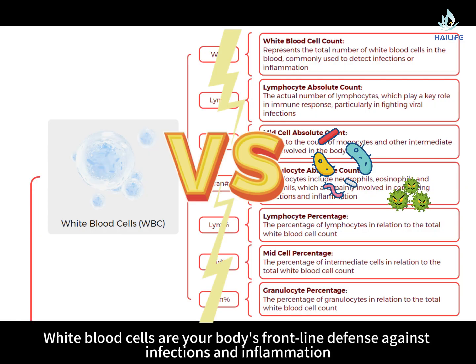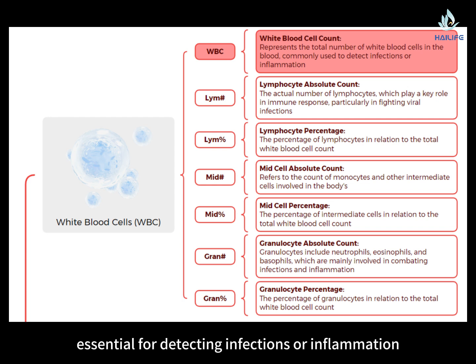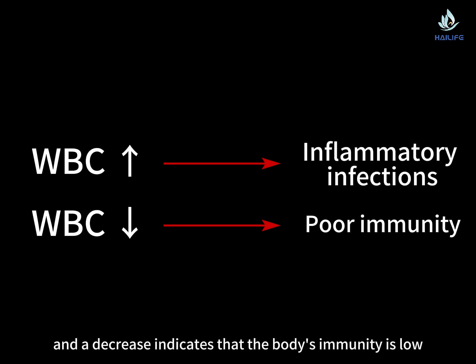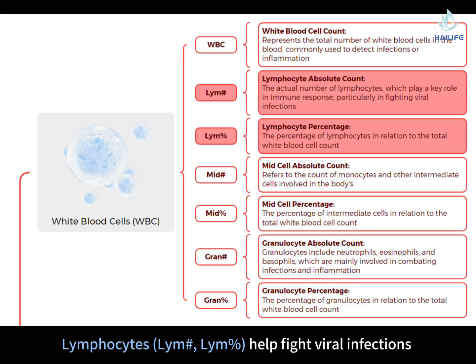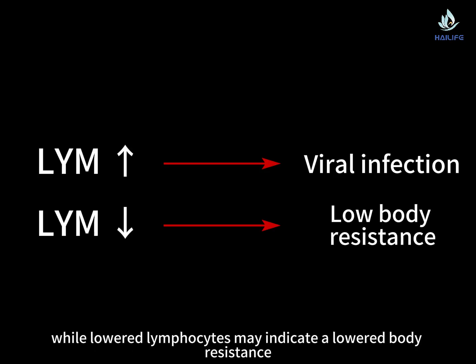White blood cells are your body's frontline defense against infections and inflammation. WBC count, the total number of white blood cells, is essential for detecting infections or inflammation. A white blood cell count above the normal range indicates an inflammatory infection, and a decrease indicates that the body's immunity is low. Lymphocytes help fight viral infections. Elevated lymphocytes indicate a viral infection, while lowered lymphocytes may indicate a lowered body resistance.